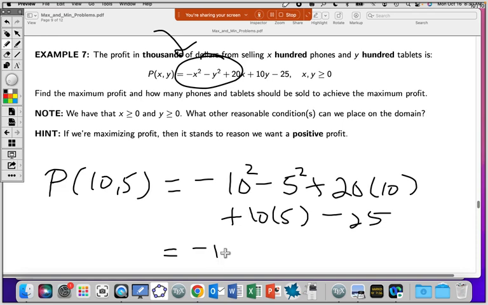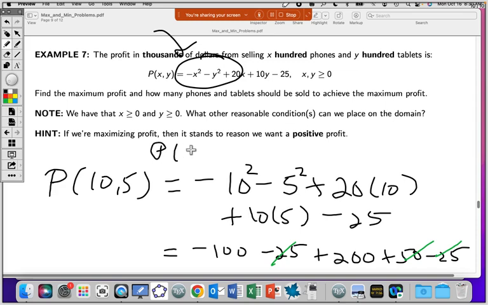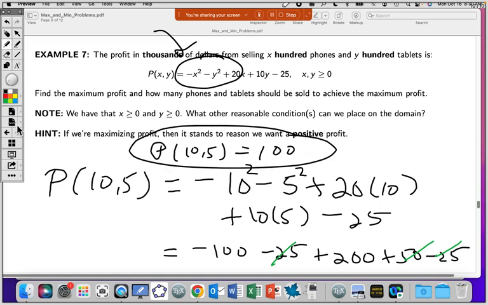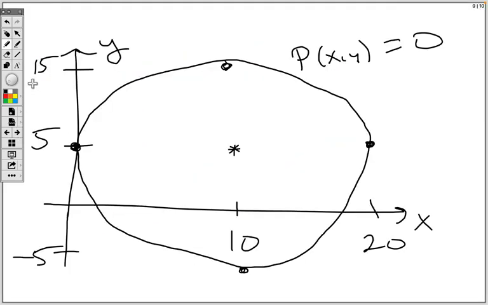We get minus 100, minus 25, plus 200, plus 50, minus 25. So we can see what happens here. We get 100, which is a positive number. So that means on our little graph in here, the inside here is positive.